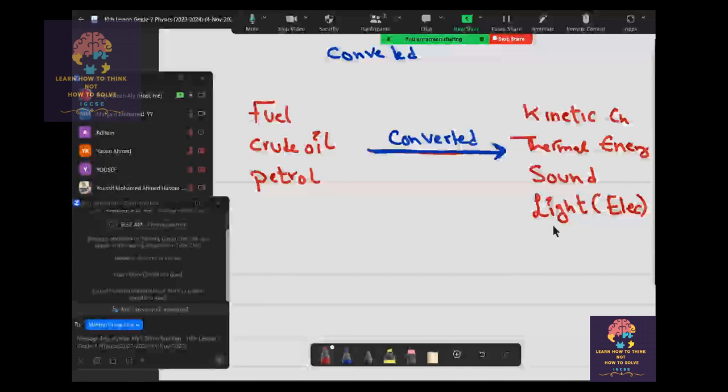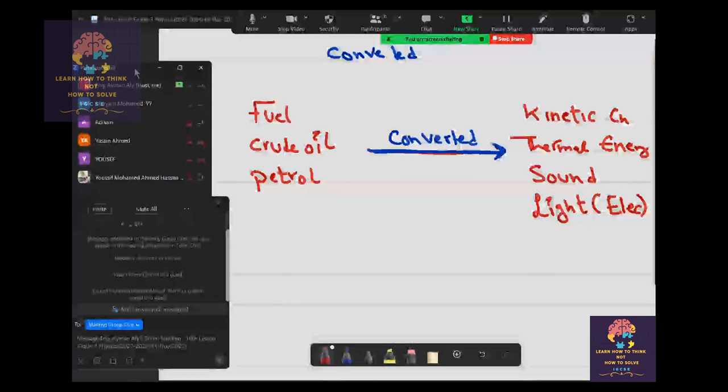Thank you, Yusuf. So we said that fuel, crude or petrol, all of them are the same type of fuel that stores chemical energy. We can convert this chemical energy inside the fuel into several types, like kinetic energy, like a moving car, thermal energy, like using it to generate heat, sound energy by using speakers, light or electric energy, right? Okay. Does anyone have any questions? No. Okay.